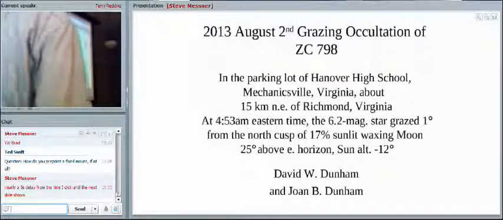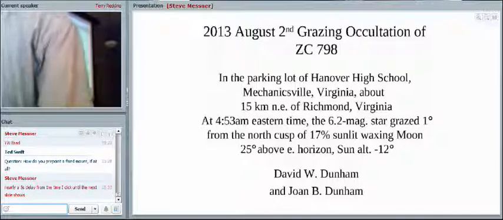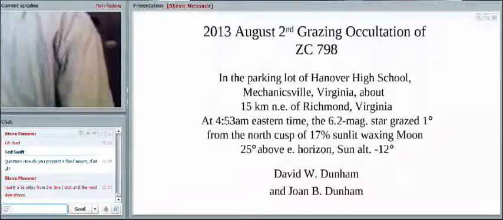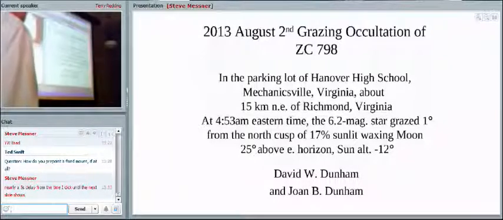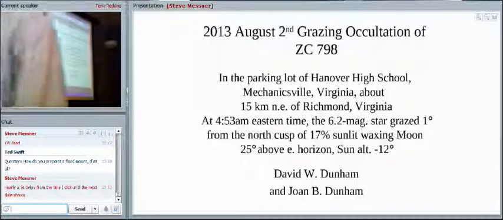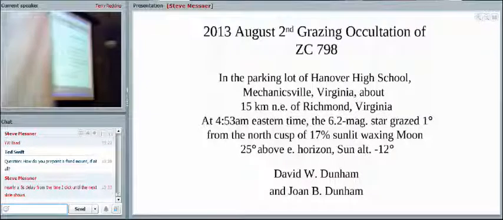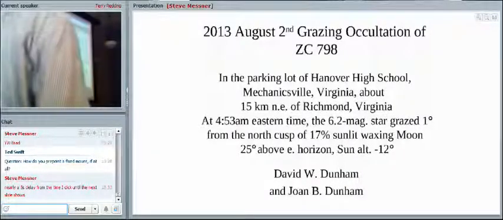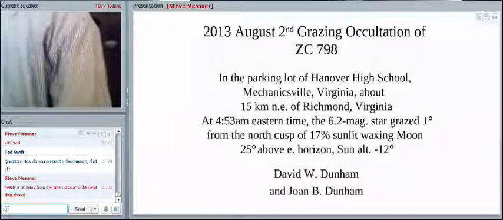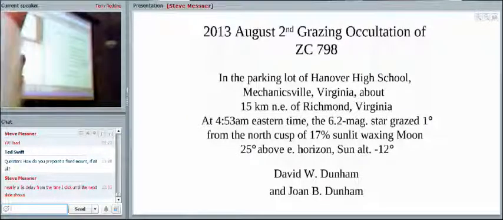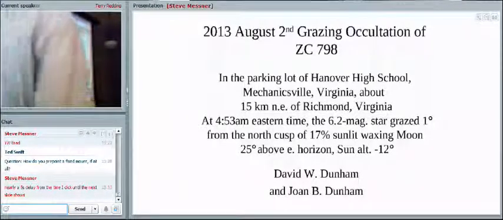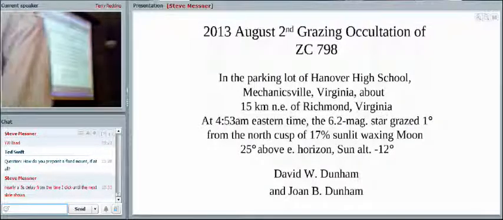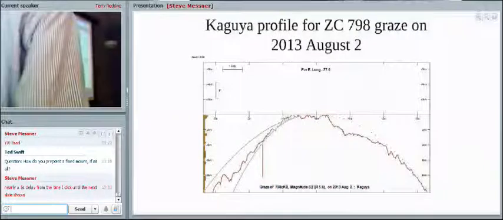Okay. Then on August 2nd, we had another graze of a 6th magnitude star, but again with a really bad cusp angle, but a 17% sunlit moon, and it was at a decent altitude above the horizon. And Joan and I both drove down to observe this from the parking lot of the Hanover High School, Mechanicsville, which is a suburb 15 kilometers northeast of Richmond. So it's about a 2.5-hour drive from our home in Maryland. Next slide.